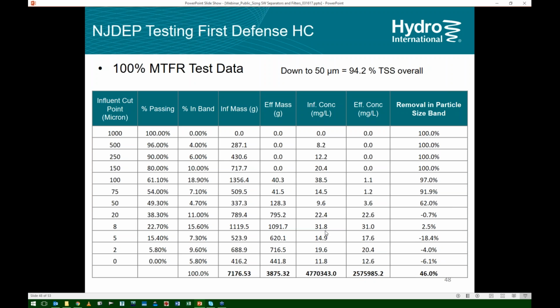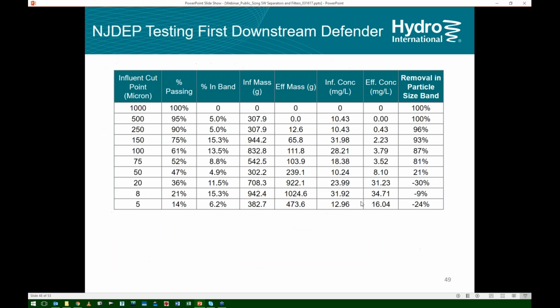And so when we look at these numbers, the closeness of the numbers also gave us assurance that we knew what we were putting in, because we had the dry weight of the material, and our sampling on the back end, where we were doing the effluent sampling, was very close. So we're getting some fairly accurate numbers here. Down to about 50 micron, we're getting pretty good removal.